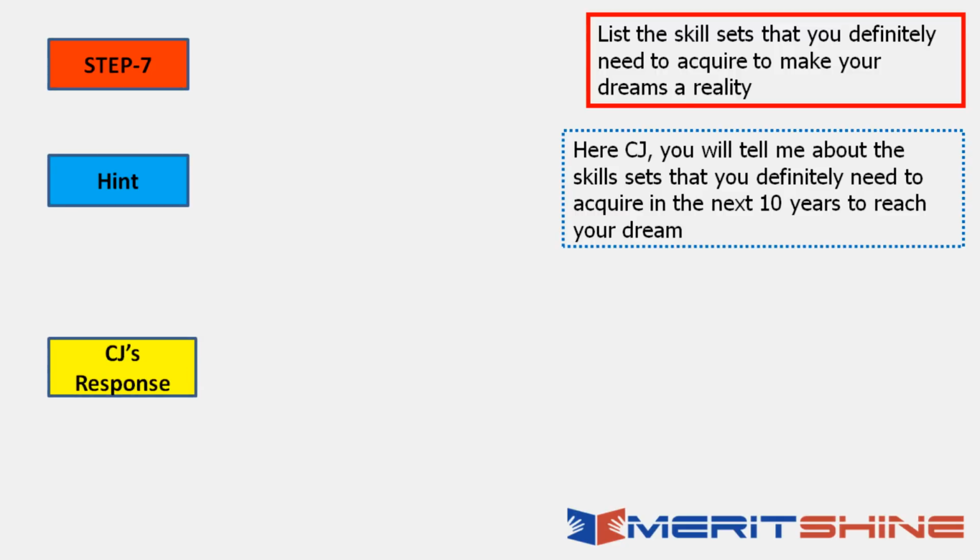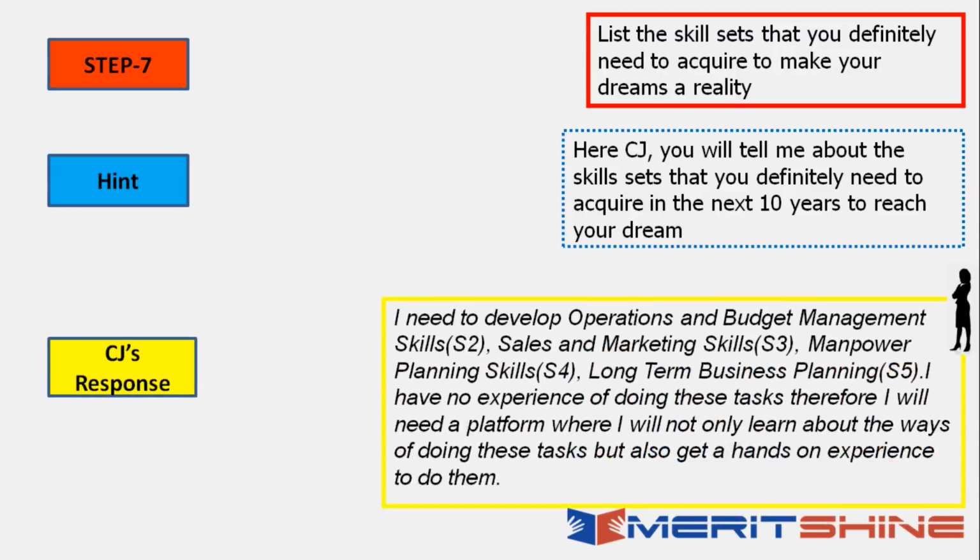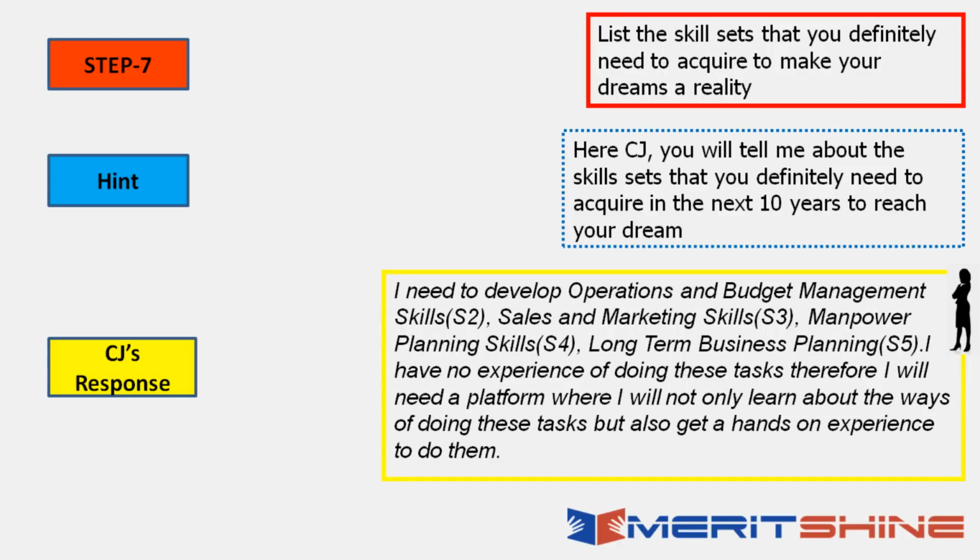Let's see what CJ is responding. Okay, she is saying I need to develop operations and budget management skills, which was S2, sales and marketing skills, which was skill 3, manpower planning skills, which was skill 4, and long term business planning, which was skill 5. She says I have no experience of doing these tasks, therefore I will need a platform where I will not only learn about the ways of doing these tasks but also get the hands-on experience to do them.